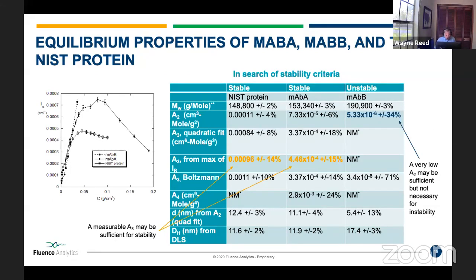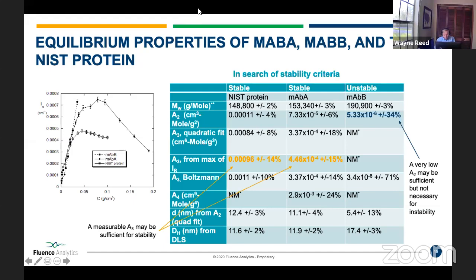I don't want to go into too much detail here, but remember the second virial coefficient, if you look at this column, is the two-body interaction. And we have a NIST, that's the National Institute of Standards and Technology in the US. They now have a standard monoclonal antibody. It's very stable. This is one of Biogen's here, which is also stable and commercially available. This is one that they abandoned here, the MABB.